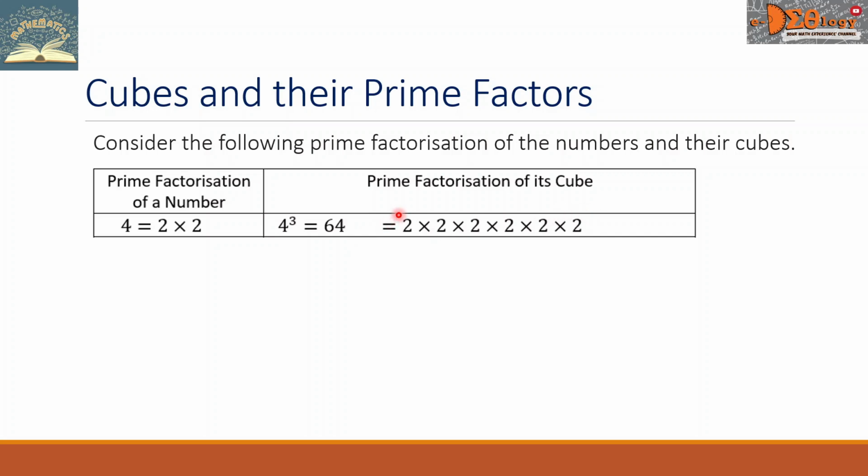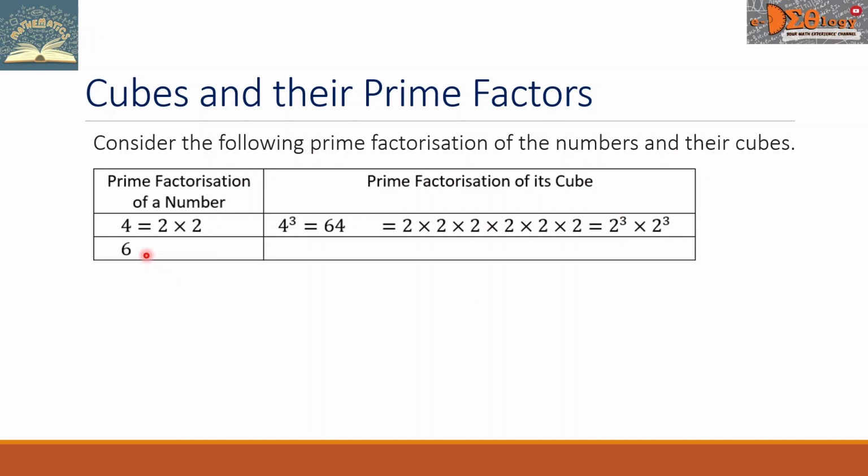Here it is. 2 times 2 times 2 times 2 times 2 times 2. Now, the prime factor is 2, but it appears 6 times. We can group these factors into two groups with 3 elements for each. Then we can rewrite this as 2 cubed times 2 cubed.